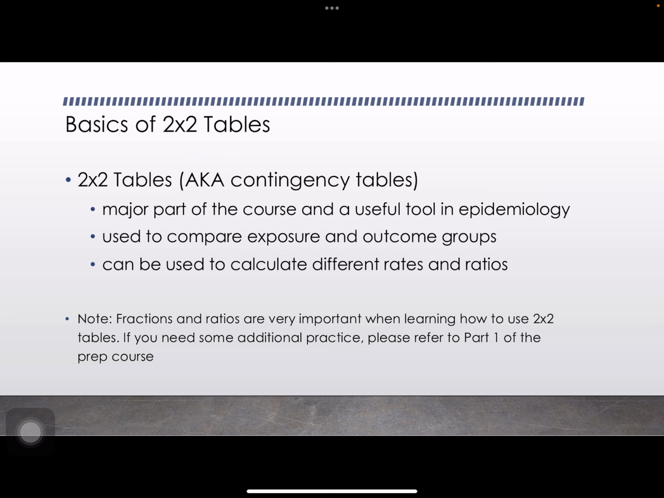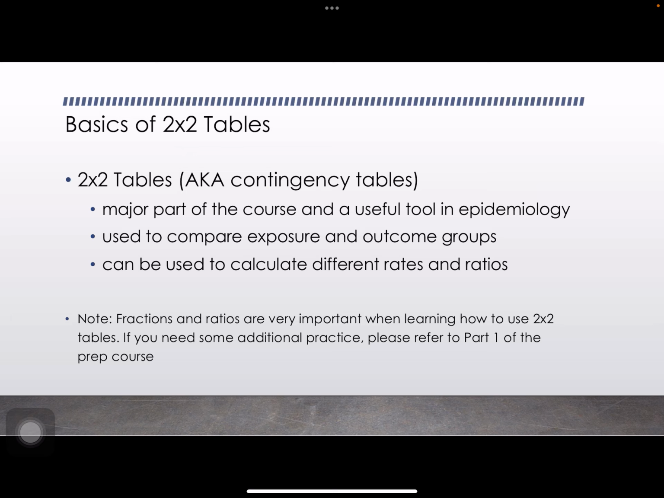Let's start with the basics. 2x2 tables, also known as contingency tables, are a very important tool in epidemiology. They are used to compare exposure and outcome groups during a study and can be used to calculate different rates or ratios, which we will get into a little bit later.